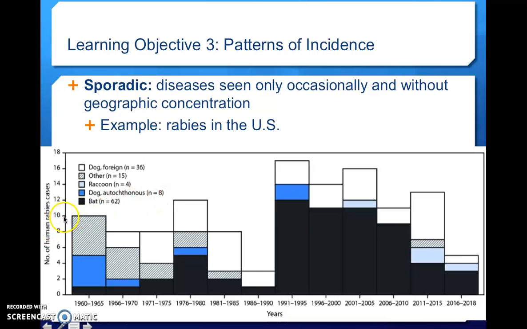There's only a few cases. These are 5-year periods. So over 5 years, there were only 10 cases of rabies in the US. And they were all kind of in different places. Some were from animals in the US, some were from people who had traveled and gotten rabies from an animal in another country. So there's no specific area or place that they are associated with.